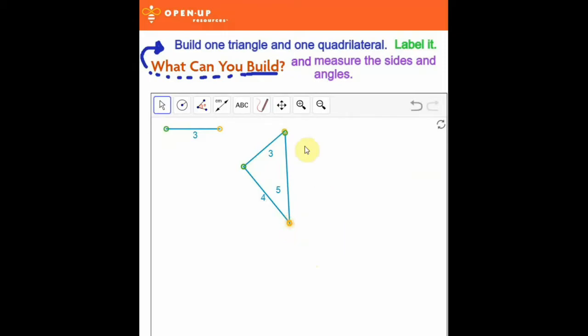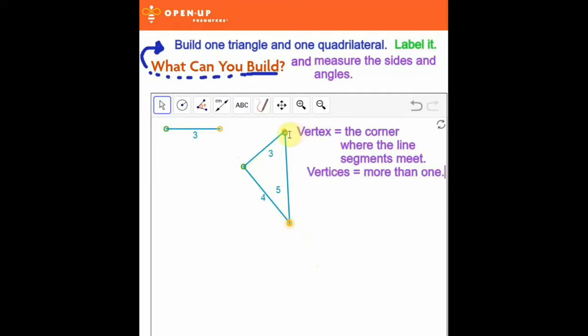There we go. And these corners, remember, are called vertices. The vertex is the corner where the line segments meet. So here's a vertex, here's a vertex, and here's a vertex. More than one are called vertices.